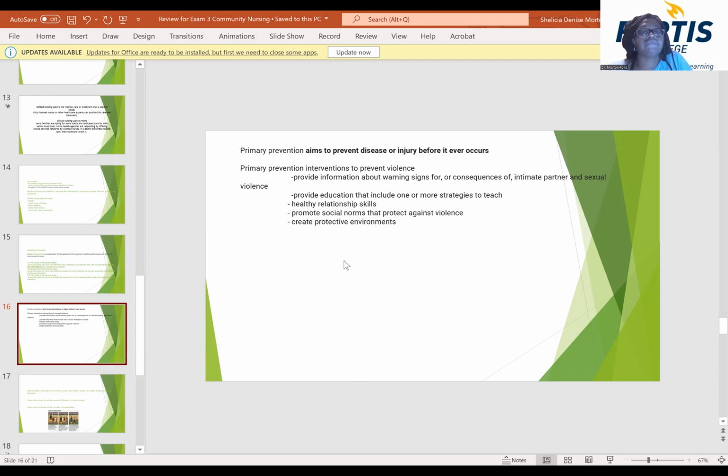norms that protect against violence, healthy relationship skills. You're providing education about all of these. And they include one or more of the strategies to teach healthy relationships, promote those social norms that protect against violence, and create protective environments. And you want to provide information about warning signs for or consequences of intimate partner and sexual violence. So these are examples of primary prevention.